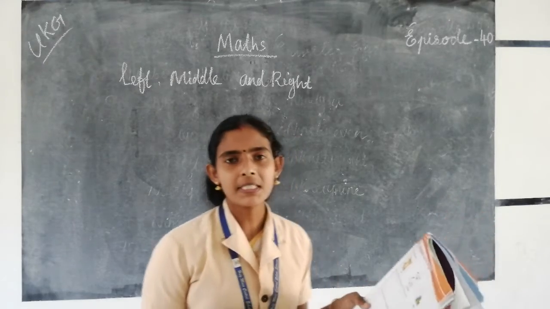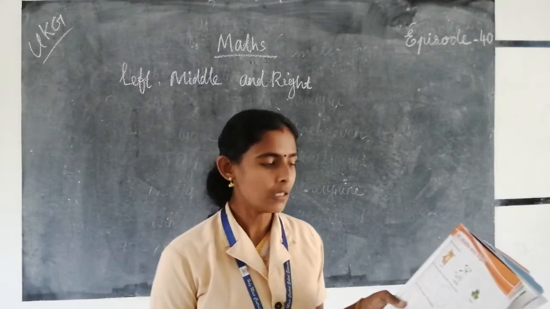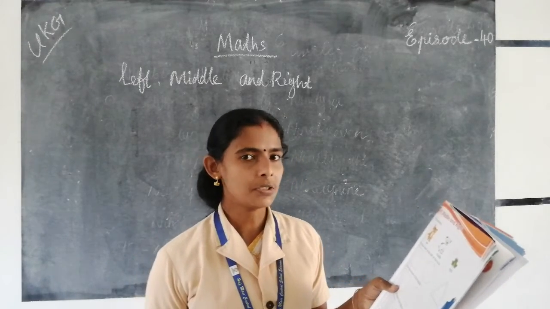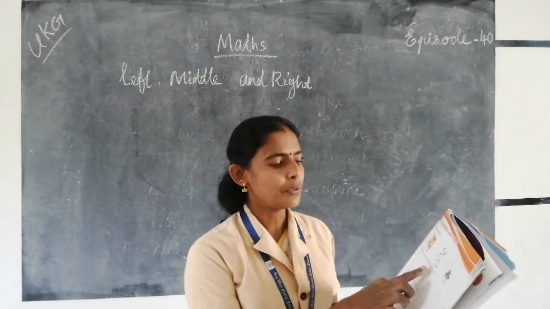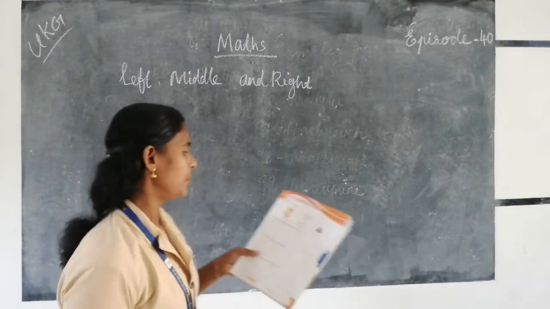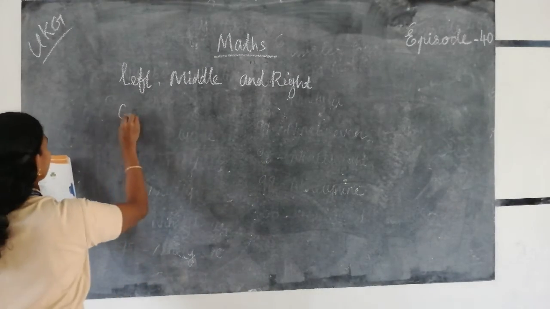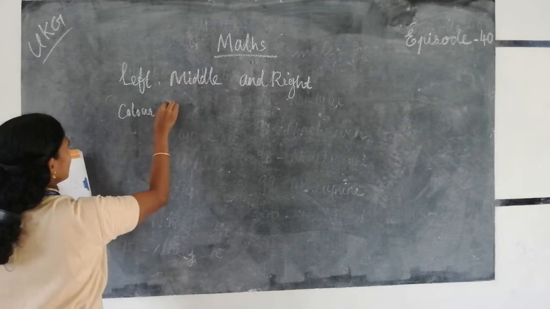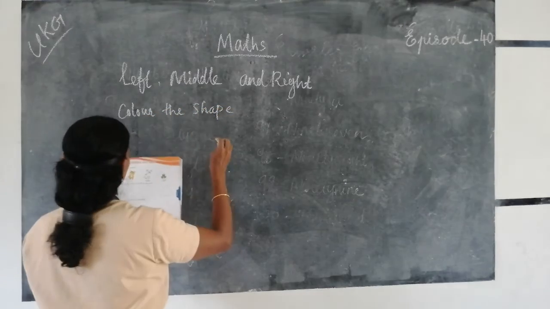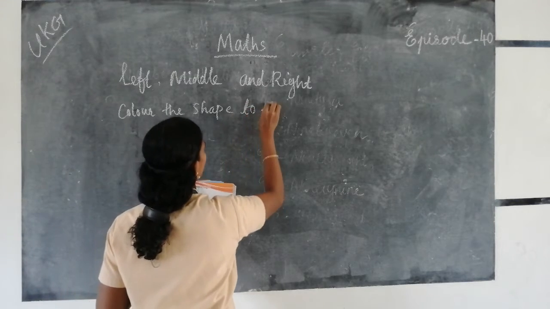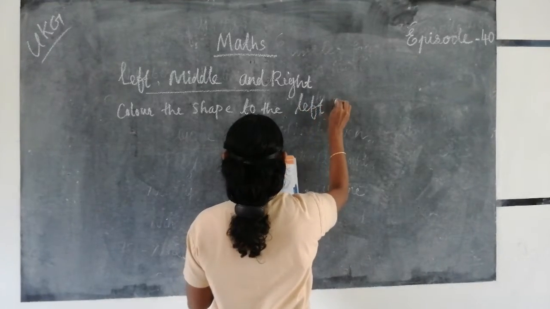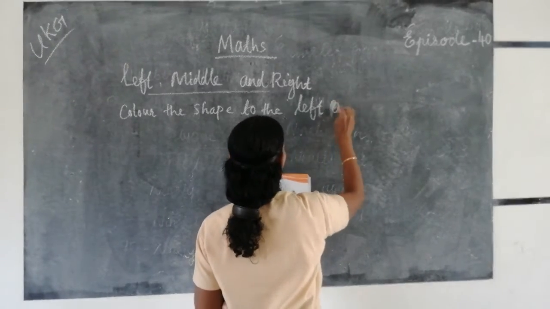Color the shape to the left of the circle. Left means either the middle, madhya, or right, valada. Can you understand? Color the shape to the left of the circle. What is it? Color the shape to the left of the circle.